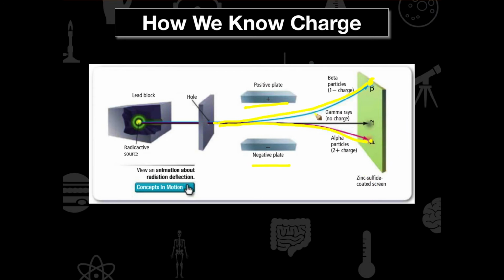Now, we knew that gamma rays had no charge because we ejected them through, and gamma radiation went through and came in contact with our zinc sulfide here, but was not affected by the plates. So because of the actual curvature, we can go through and see that we have a positive 2 charge and a negative charge here based on where they ended up on the zinc sulfide coated screen.